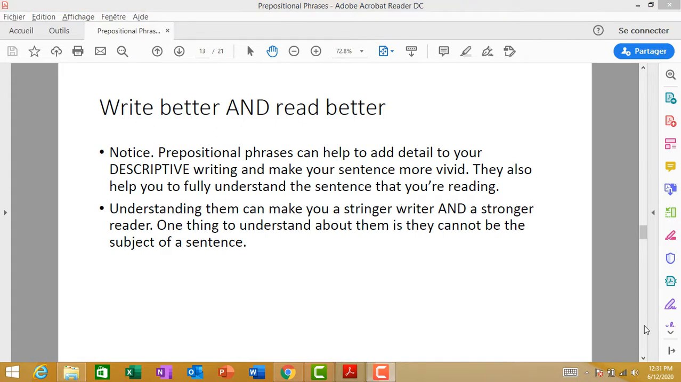It says understanding prepositional phrases can make you a stronger... It's not stringer. It's stronger. Can make you a stronger writer and a stronger reader. One thing you need to understand about them is that no part of a prepositional phrase can be the subject of a sentence.